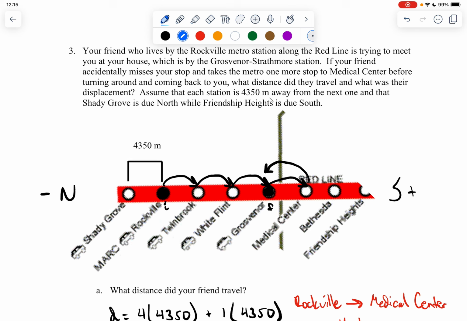So next up, we have this person who's going to be starting off at the Rockville Metro Station. Their job is to ultimately get to Grosvenor, but they missed their stop. They take an extra stop, so they go from Rockville to Twinbrook to White Flint to Grosvenor to Medical Center. They then have to go back from Medical Center back to Grosvenor to their final destination here.